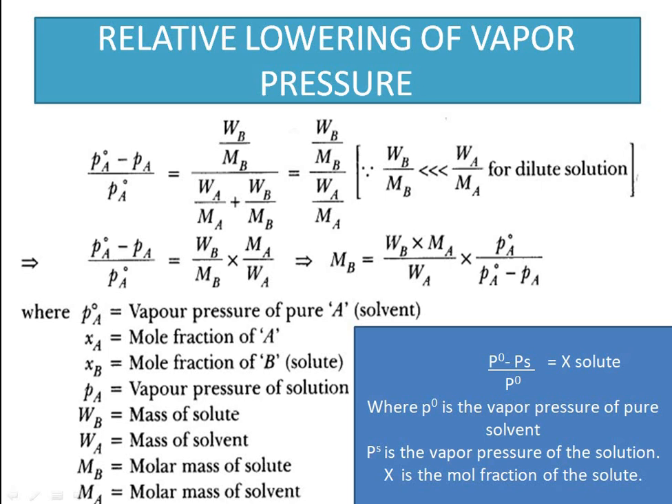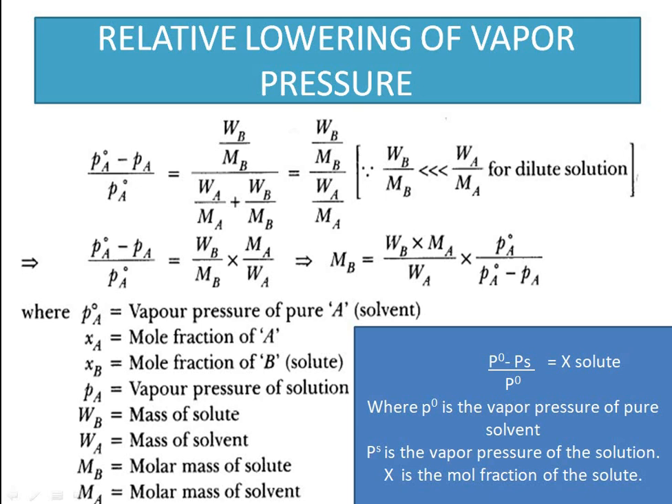So it is easy to understand here. Relative lowering of vapor pressure: P0 minus Ps divided by P0 is equal to the mole fraction of solute. P0 is the vapor pressure of pure solvent, and Ps is the vapor pressure of solution. Always P0 will be more and Ps will be less, so this will be positive. Relative lowering means the lowering divided by P0.